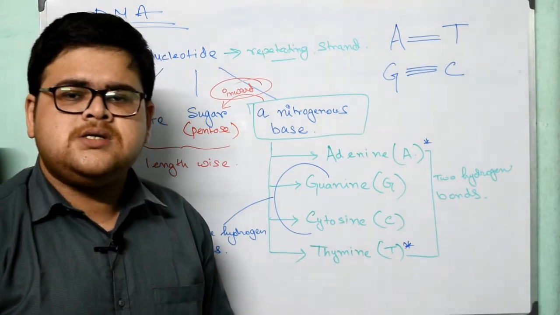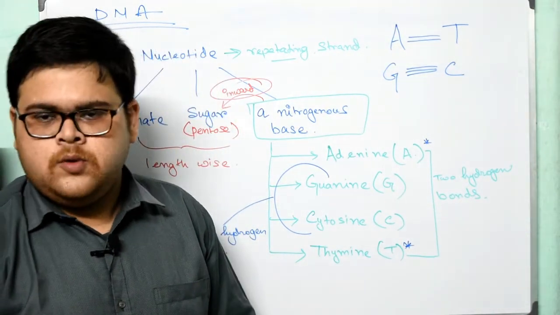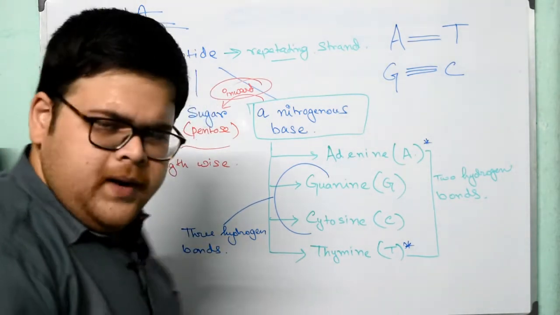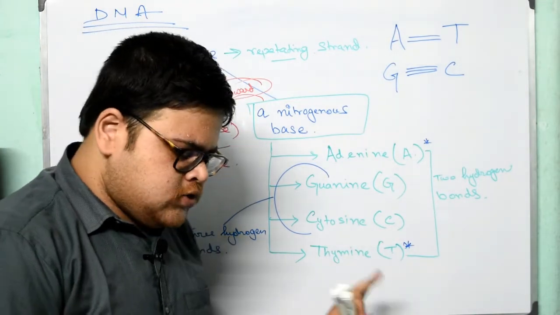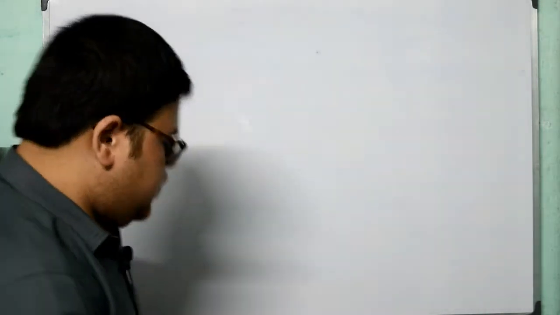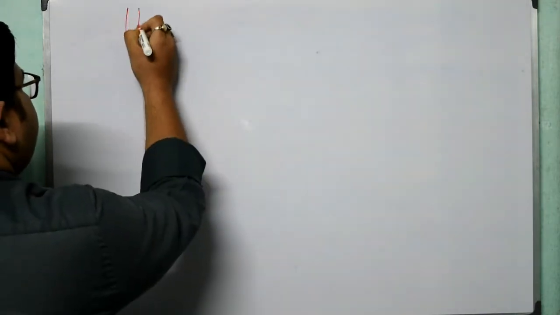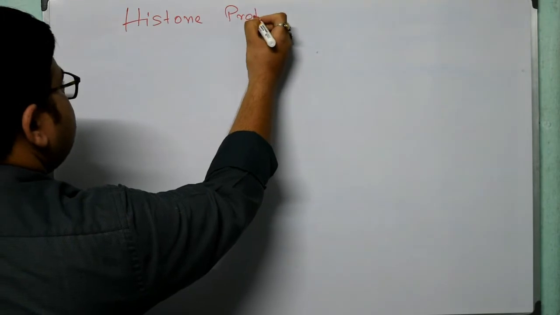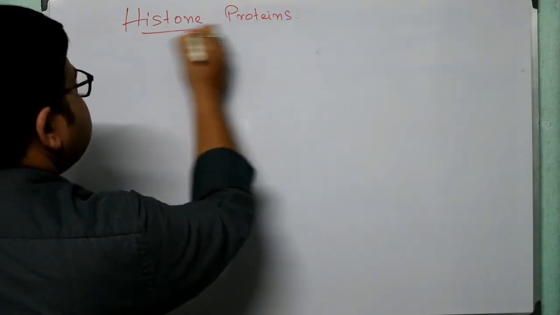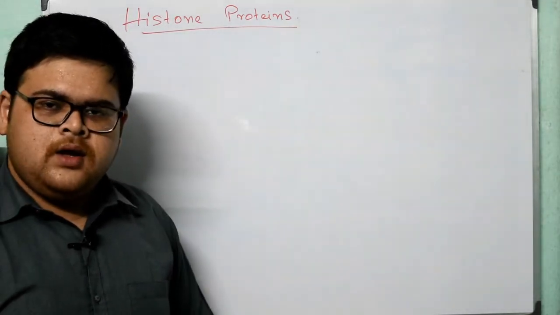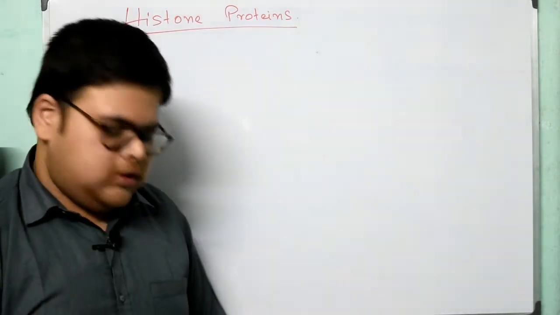Now we will move on to histone proteins. What are they? As I have already told you, chromatin is made up of two parts. One is DNA, another one is histone protein. So now we will study about histone proteins. There is a question for you all. Can you tell me what are proteins? Okay, it's homework for you all. You need to tell me what are proteins.